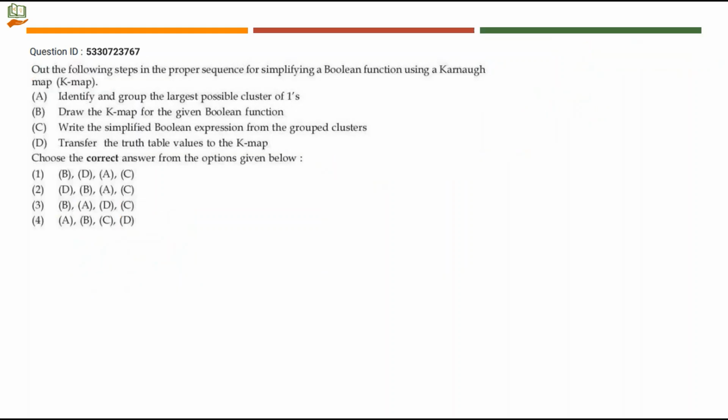Next question, out of the following, which is the proper sequence of steps for simplifying a Boolean function using a K-map? They have asked for the steps. We'll take an example of 3 variables A, B and C. So how do we actually draw a 3 variable map? We'll just take a map like this. Then we will divide this as 1 variable and 2 variable. Draw the K-map for the given Boolean function. This will be the first step. Any option that starts other than B can be ruled out.